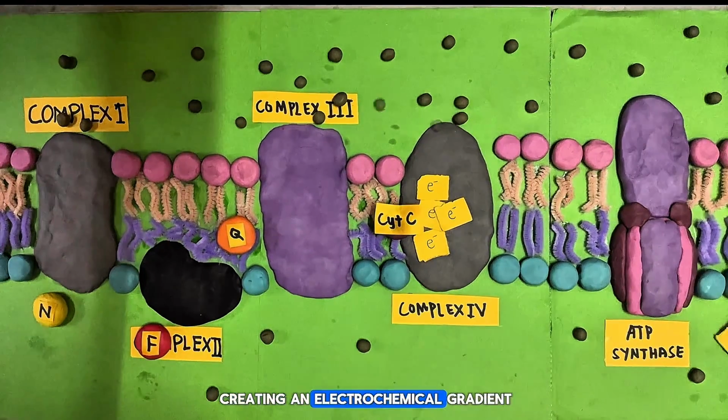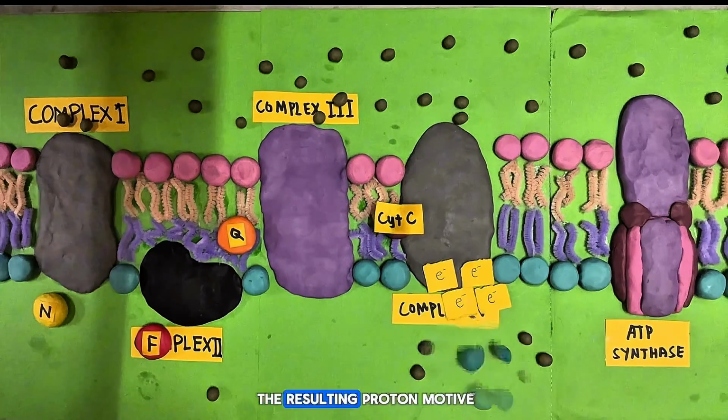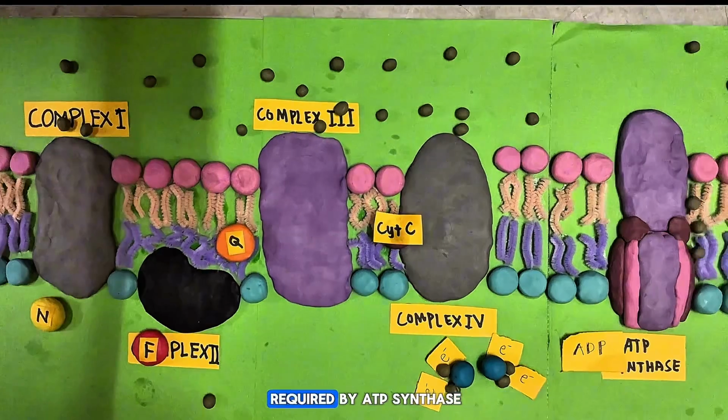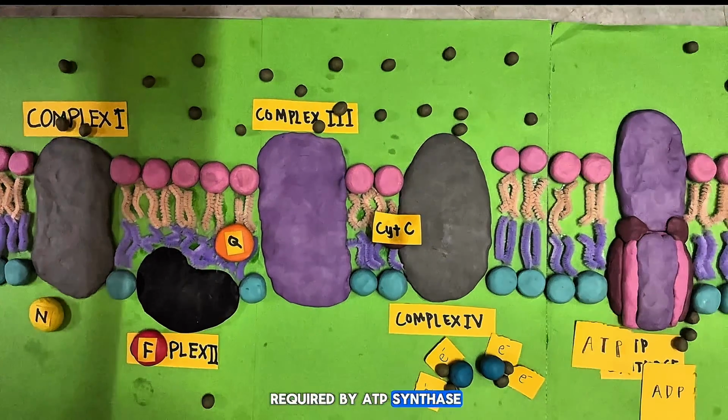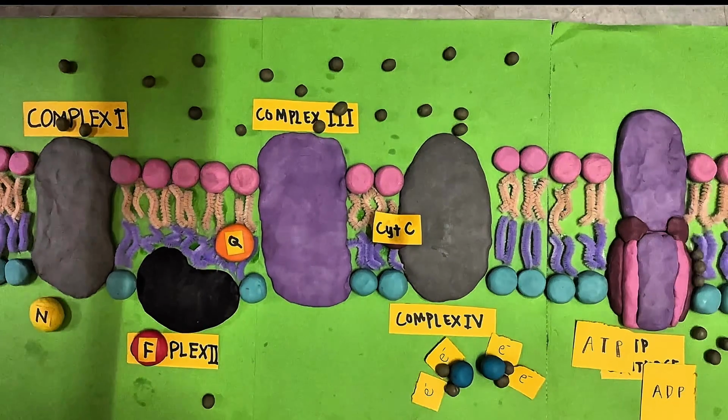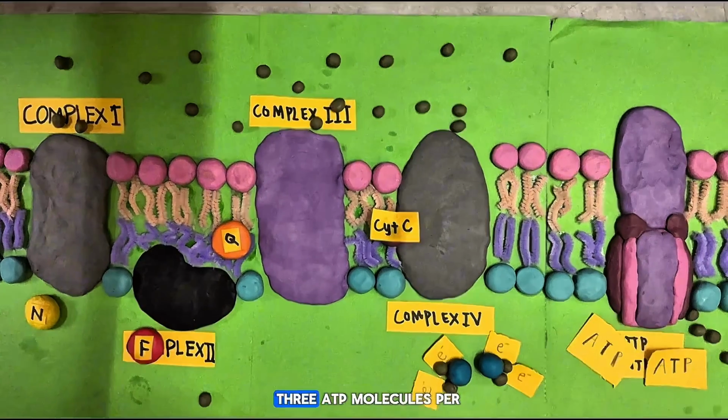an electrochemical gradient. The resulting proton motive force provides the potential energy required by ATP synthase to convert ADP and inorganic phosphate into ATP, producing approximately 2 to 3 ATP molecules per NADH oxidized.